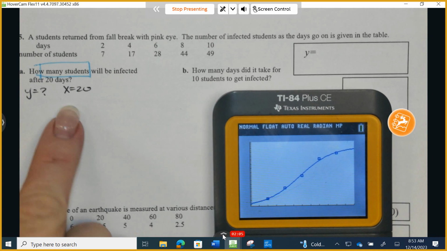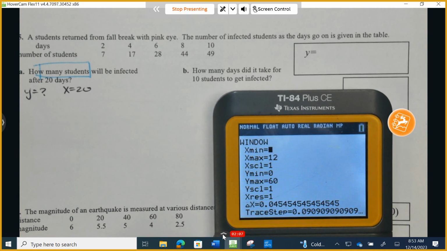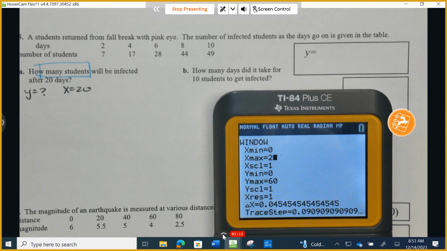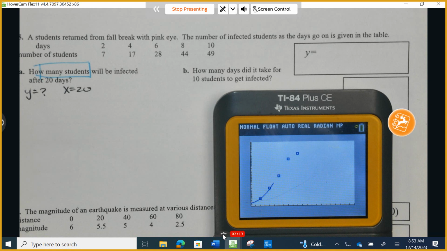Now, before I plug in x for 20, I need to go back to Window and notice that my window does not even allow me to plug in 20, so I need to go beyond that. Let's go to 22. I'm going to do second trace, value, plugging in 20, and I can see that I have an answer here. We'll round to the closest person of 55. So we can estimate that 55 people will be infected with pink eye by day 20.